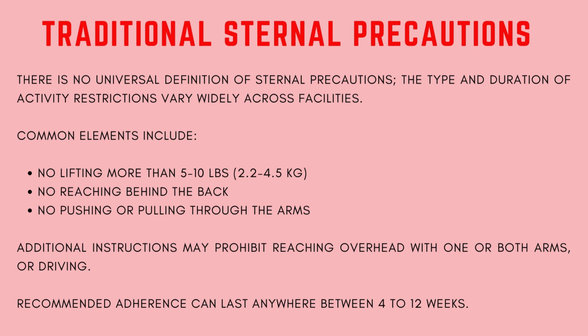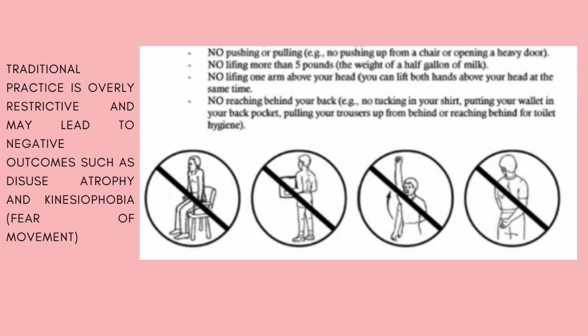Now, there were some sternal precautions that were given traditionally, which were very strict, like no pushing or pulling through the arms, no reaching behind the back, no lifting more than 4.5 kilos. And they usually vary from surgeon to surgeon and hospital to hospital. But what was happening as a result of those sternal precautions, the patient started to have fear of movement, or it led to disuse atrophy, because the patient used to be so scared to move.